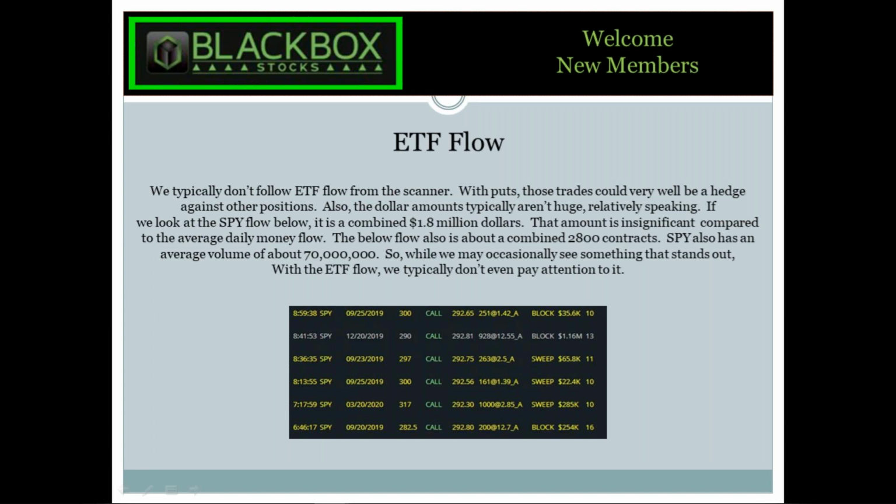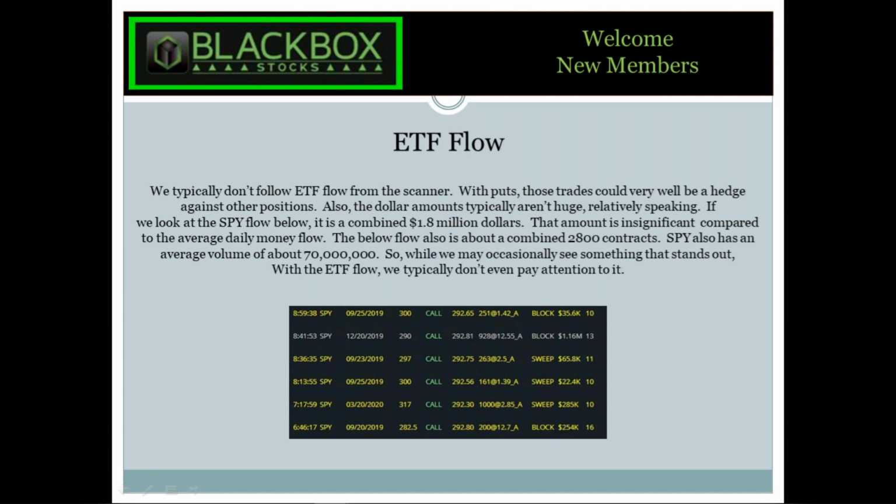It could be that $1 million put position is basically a hedge against a $35, $40, $50 million tech heavy position. So if tech drops, their portfolio is going to take a hit, but that $1 million Q put position is going to gain in value. So it's going to offset some of their loss. So a lot of the ETFs can be a hedge.